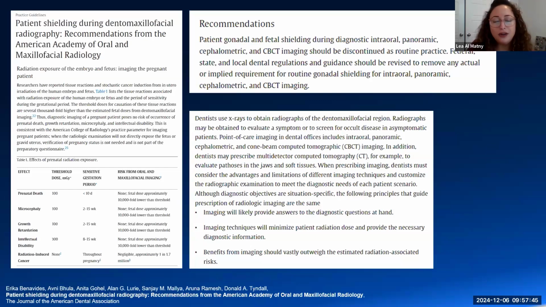So regardless of the patient, it is not recommended anymore by AAOMR to use lead shielding as routine practice, whether it's 3D or 2D. And I see this as a way where it's more acceptable and more common to rely on imaging for diagnosis, and you don't want that radiation exposure to get in the way of what's best for the patient.